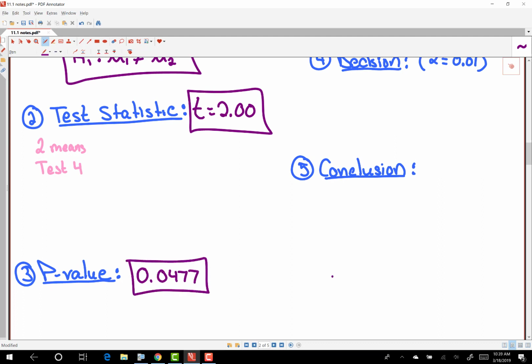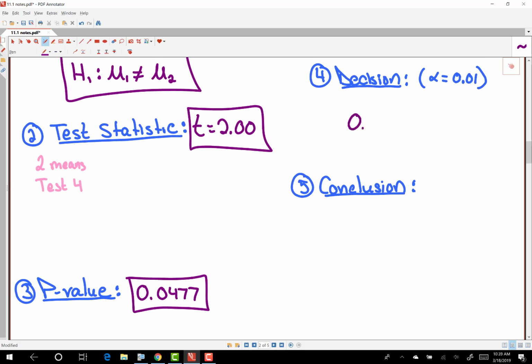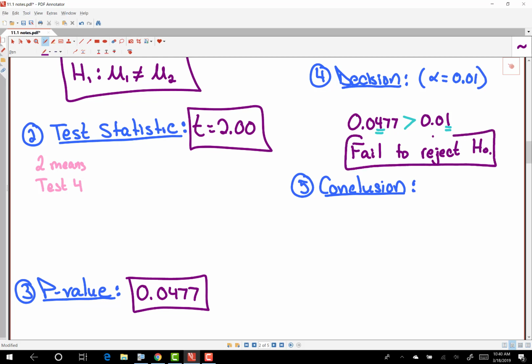And so when we go to make our decision, we'll put our p-value on the left, and our alpha on the right. And when you make that comparison, there is no difference in place value until we get to the hundredths place, and 4 is bigger than 1. So my p-value is greater than my alpha, so that means we failed to reject H0. So we don't have the evidence to say that there's any difference between the two diets.